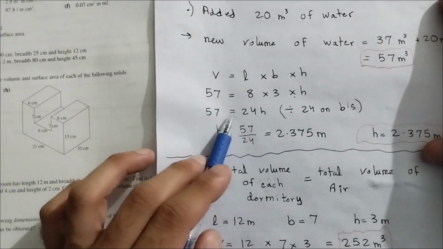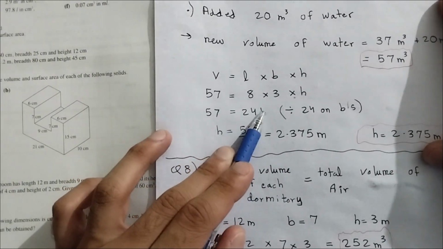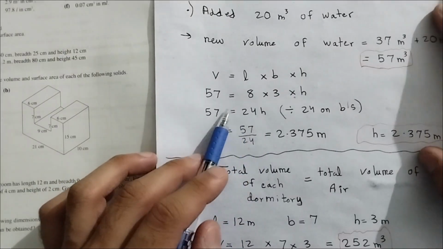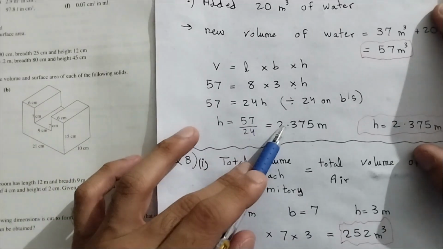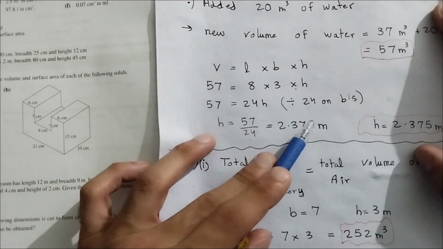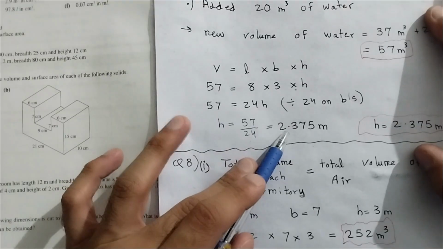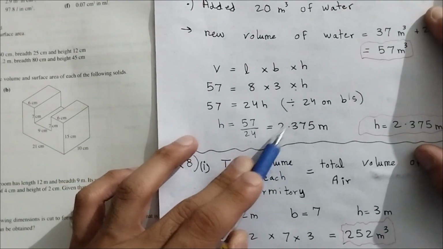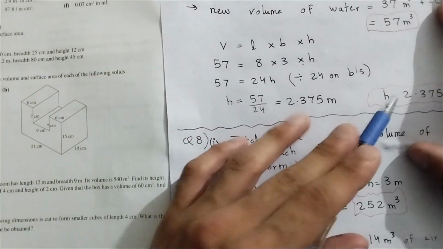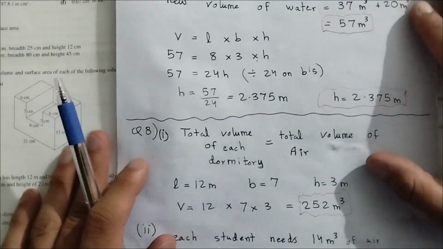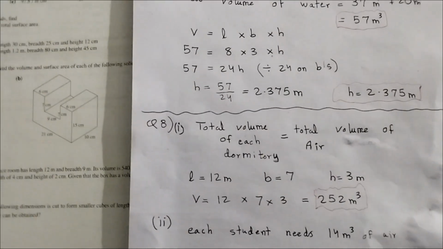So 57 is equal to 24 h, right? So we're going to divide by 24 on both sides. You'll get the value of h, which is going to be equal to 2.375 meters. You don't have to be that perfect in the division. You can just go 2.37, that's enough. So the height is going to be this many meters. That's basically it for question number 7.